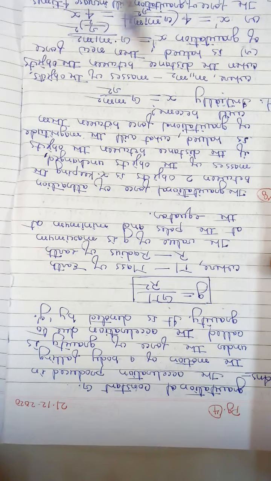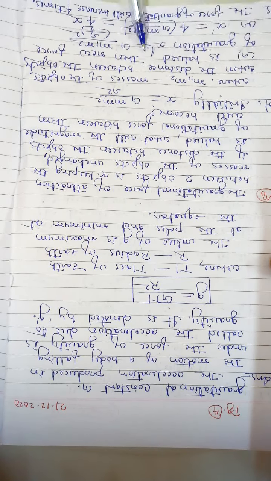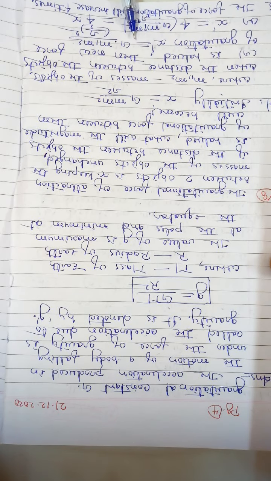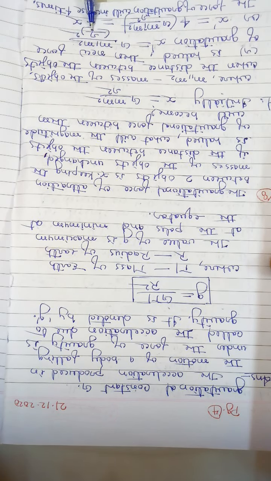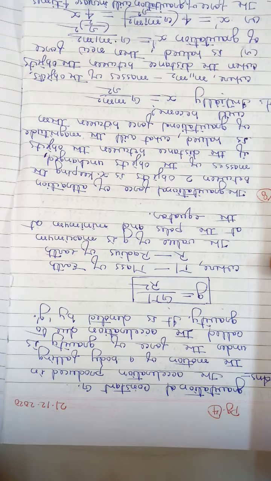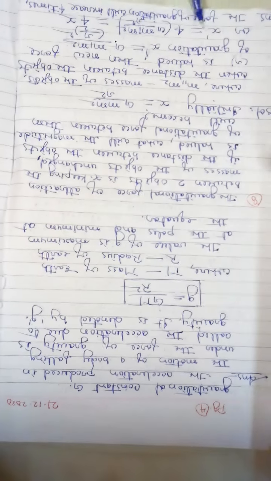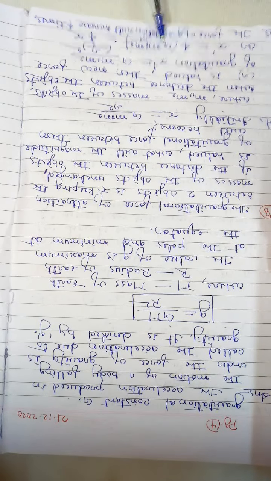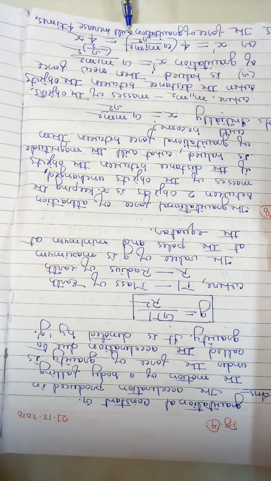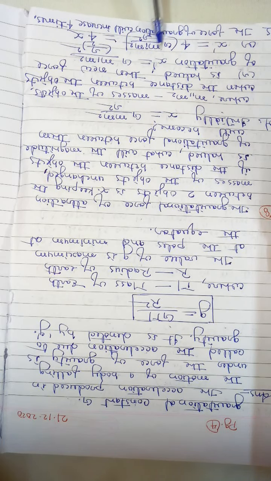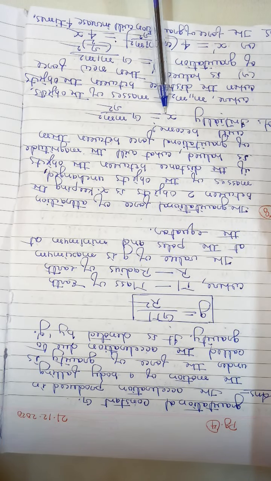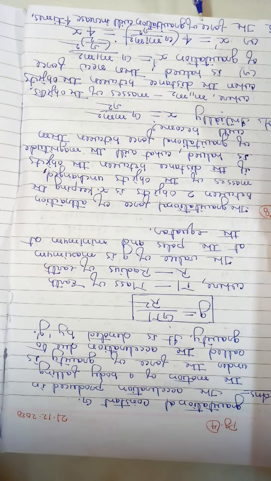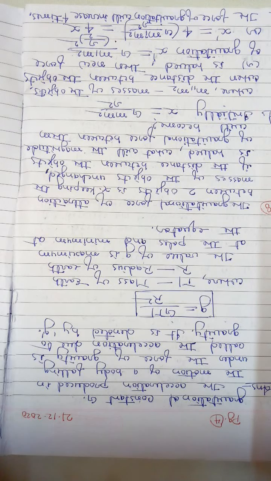When the distance between the objects, that is r, is halved, the new force of gravitation will become x dash equals G m1 m2 upon (r upon 2) whole square, which gives us x dash equals 4 into capital G m1 m2 upon r square. Now this value is equal to 4 times the previous value, that is x, so we can write x dash equals 4x. That means the force of gravitation will increase 4 times.